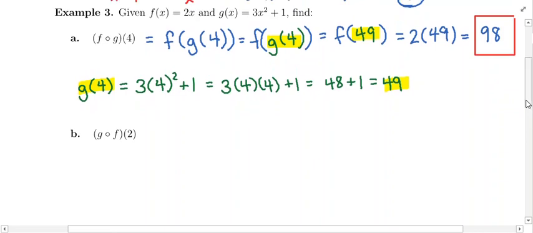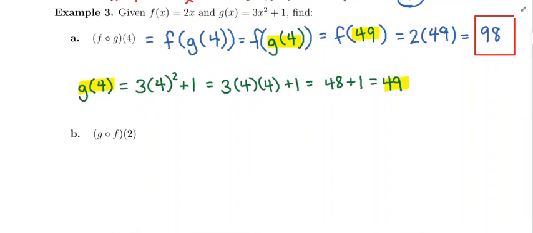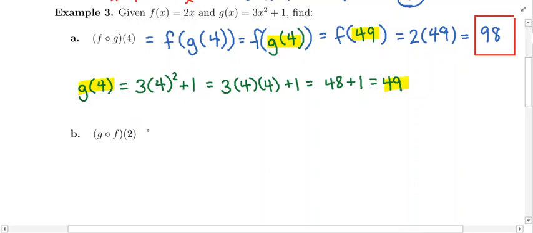So in part B, we're finding g of f of 2. Again, you could form g of f, get that function, and then plug in 2 for x, and whatever the result is, that's your answer. But I'm going to do it this other way just to give you some options. This is the same thing as g of f of 2.